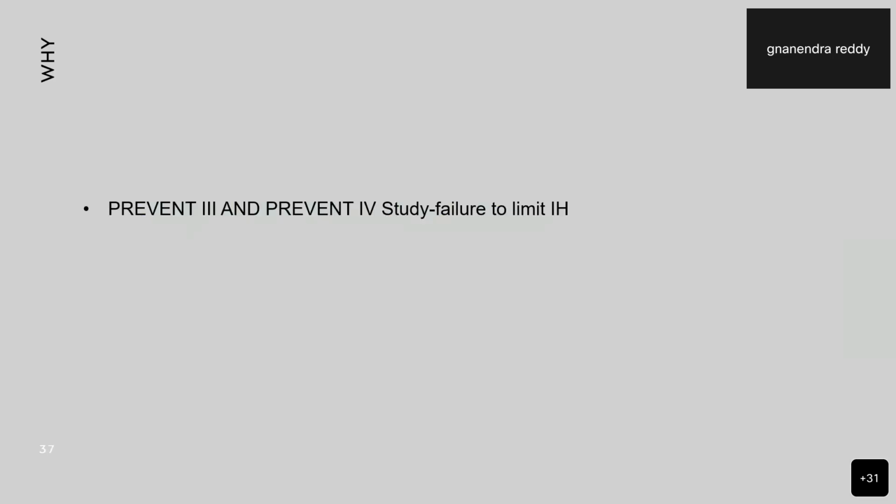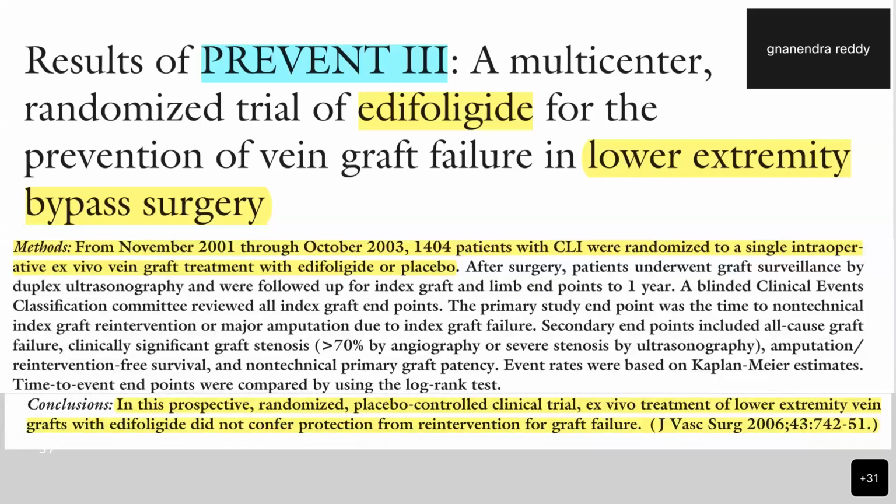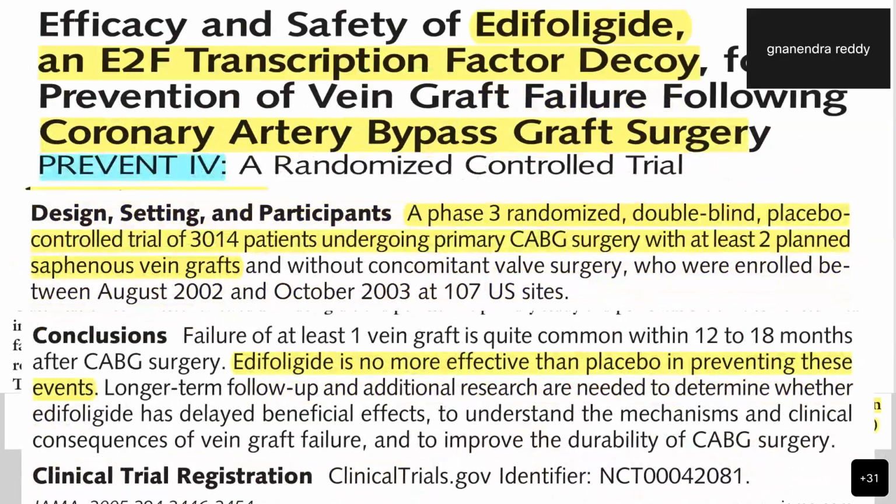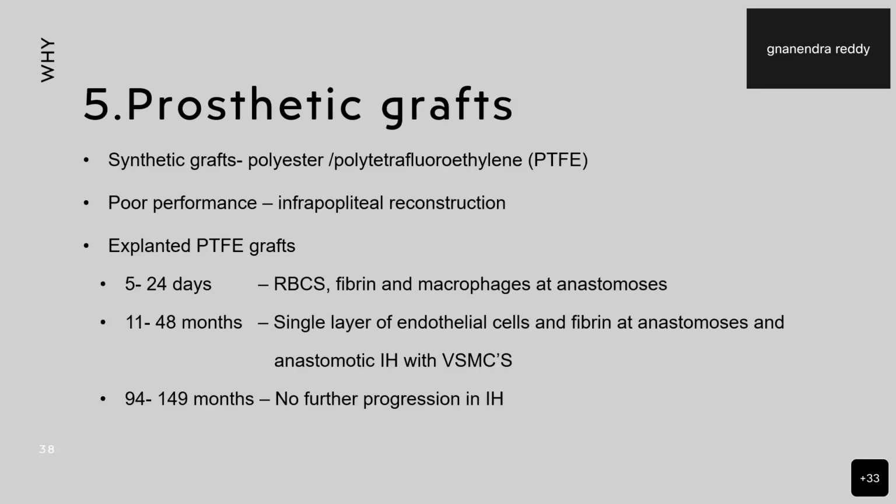So there are certain studies, PREVENT 3 and PREVENT 4, where they have used pharmacological measures to improve the patency of the vein graft by decreasing the intimal hyperplasia. They have used a drug called edifoligide, which is a decoy oligonucleotide, in the patients where they are planning the vein graft. But both PREVENT 3 and PREVENT 4 studies have not shown any effective improvement over placebo in such cases.